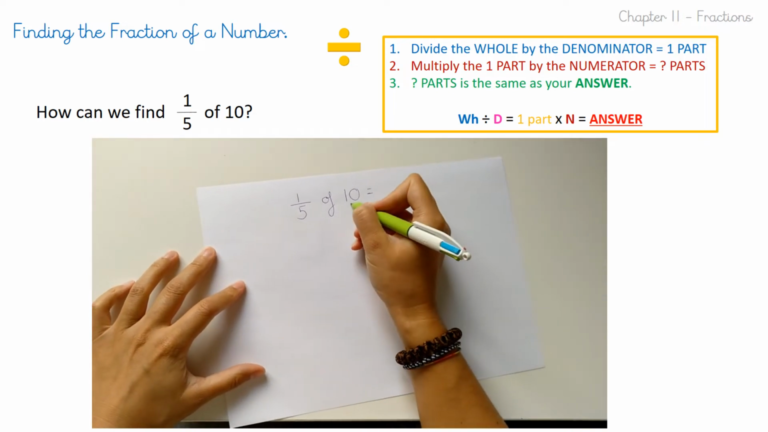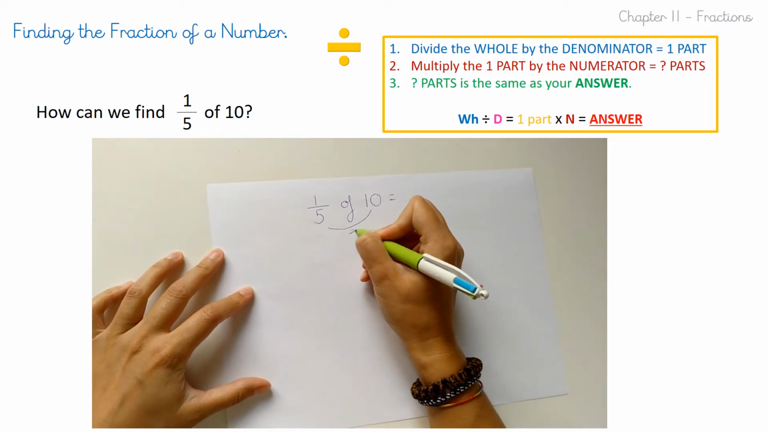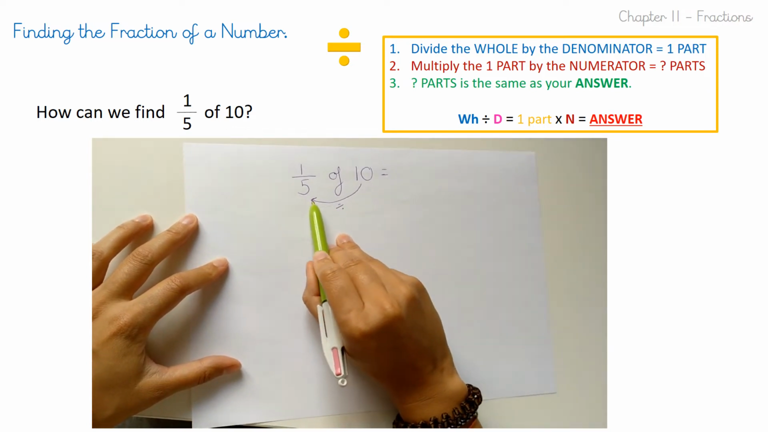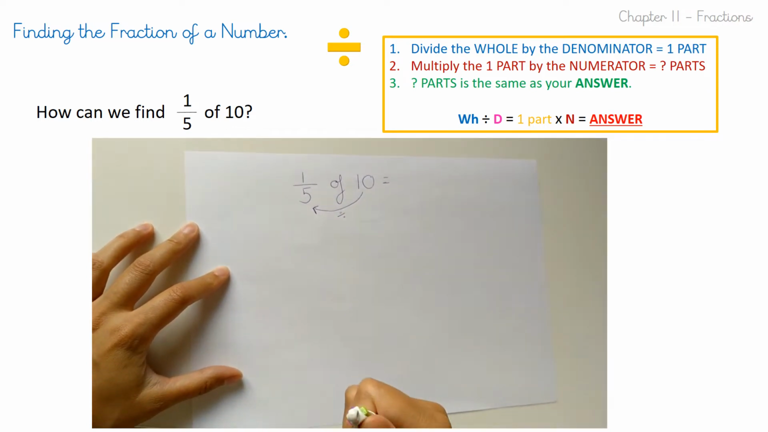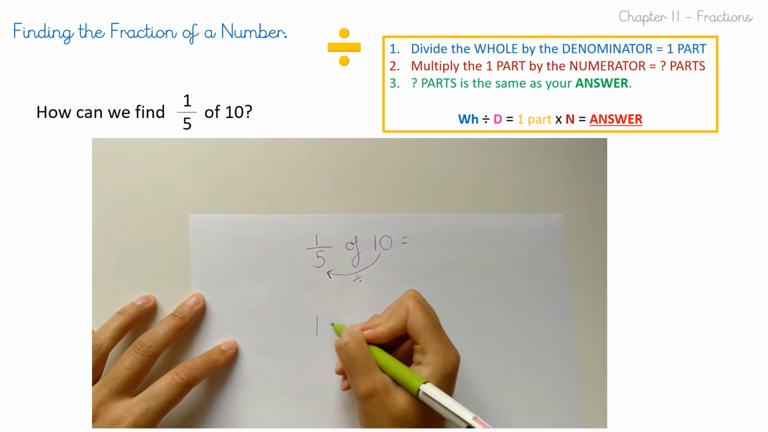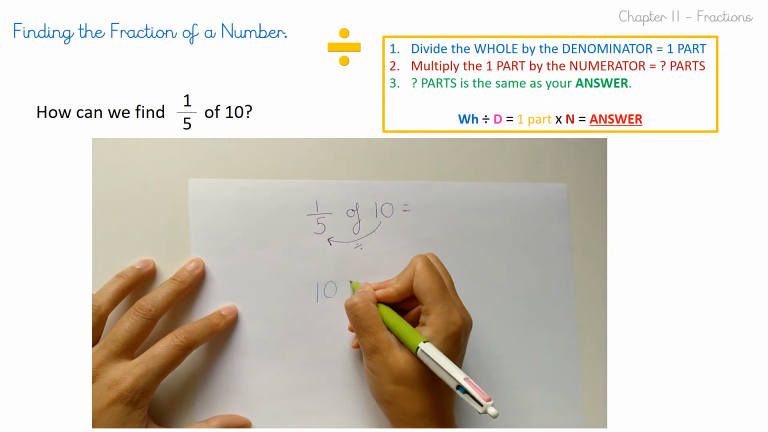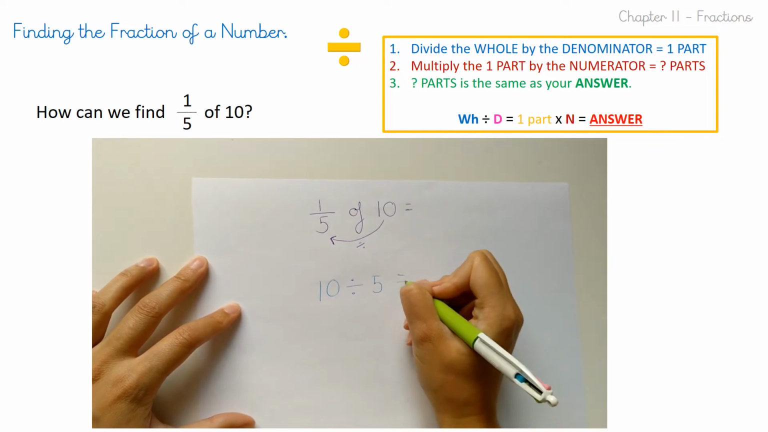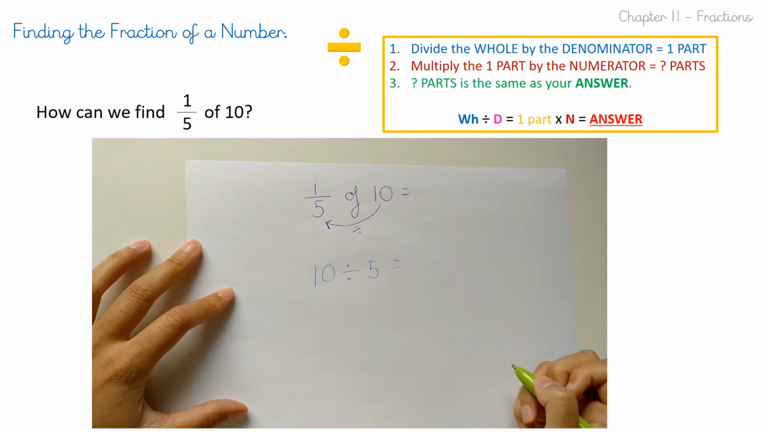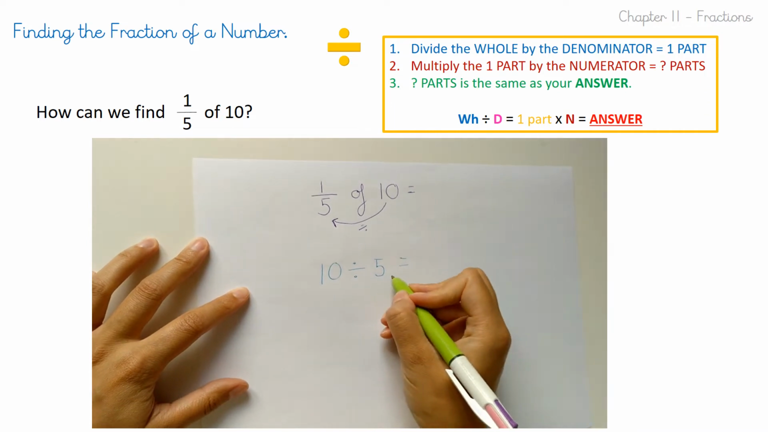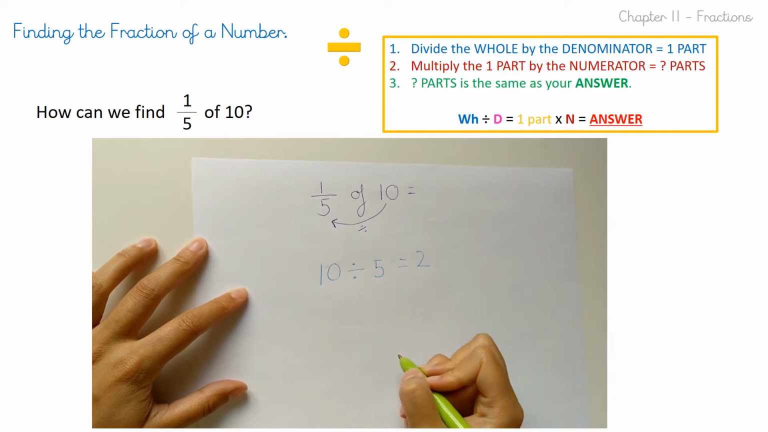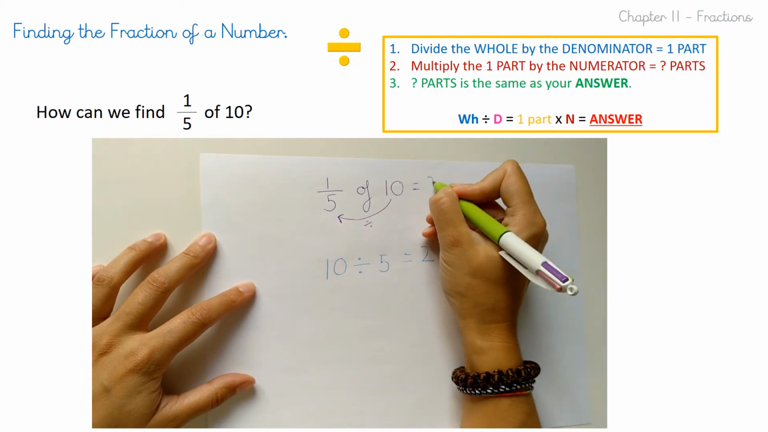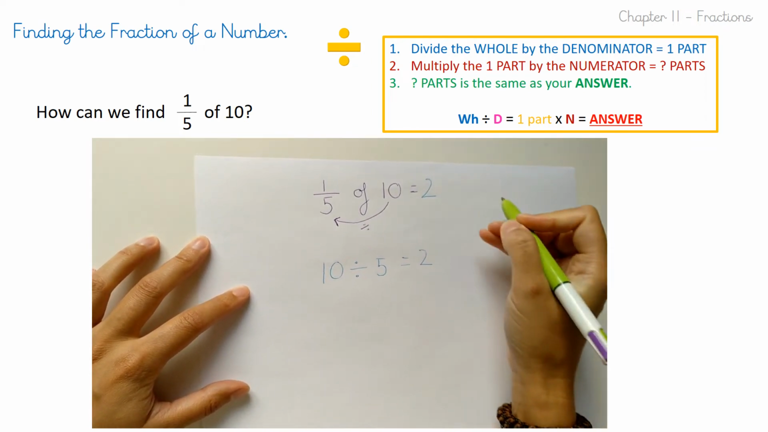So all I need to do is this. My whole divided by the denominator. And I will write it like this. 10 divided by 5 equals, what is 10 divided by 5? Well done, 2. 10 divided by 5 equals 2. So I can say that 1/5 of 10 is the same as 2.